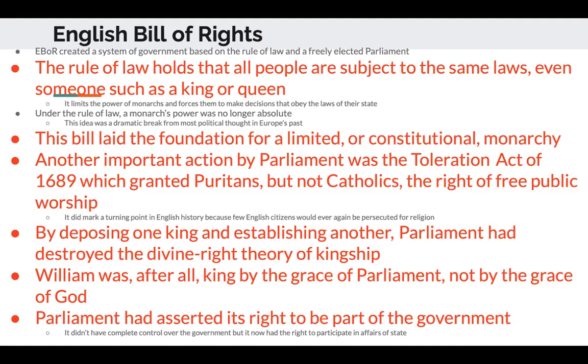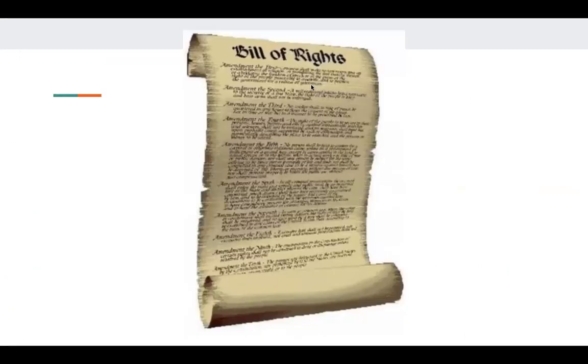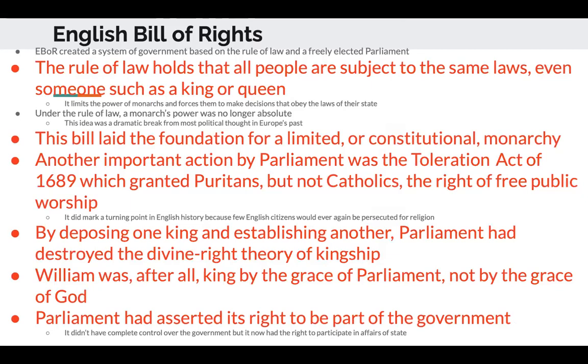So the English Bill of Rights created a system based on the rule of law and a freely elected Parliament. The rule of law holds that all people are subject to the same laws, even someone such as the king or queen. It limits the power of monarchs and forces them to make decisions within the laws of the state. Under this law, a monarch's power was no longer absolute. The idea was a dramatic break in the political thought of England's past. This bill laid the foundation for a limited or constitutional monarchy.